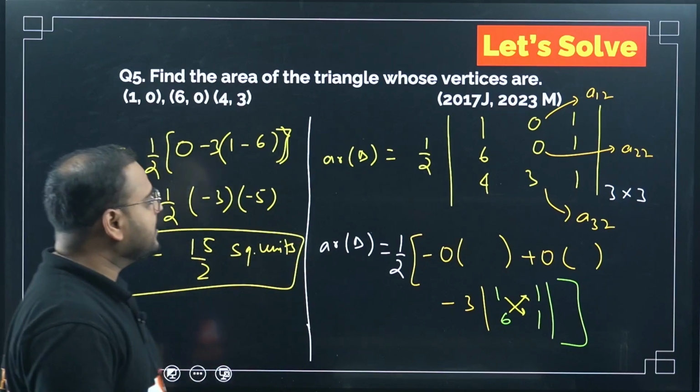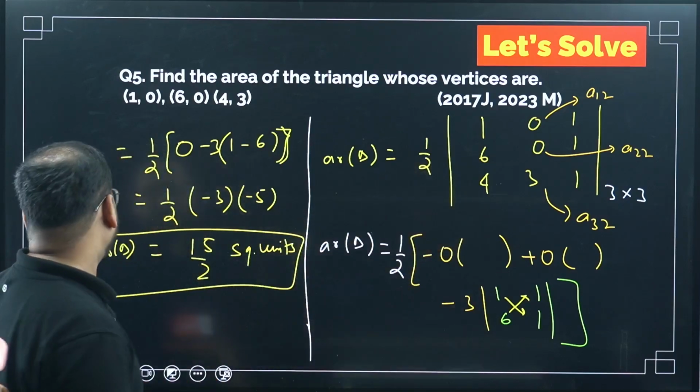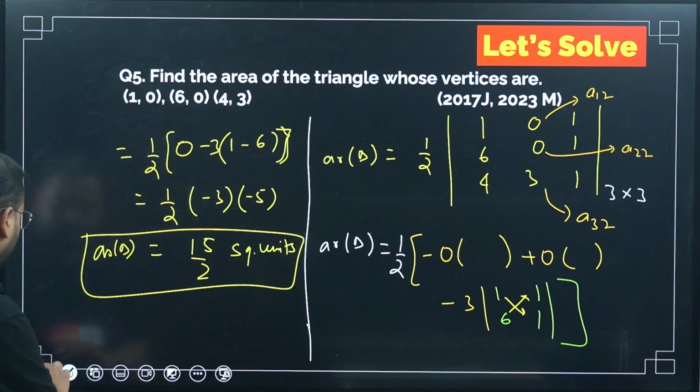Okay. Simple. Why did we take the second column? Because the zeros were there. That's what I was saying. I have an example. So I hope this is visible.